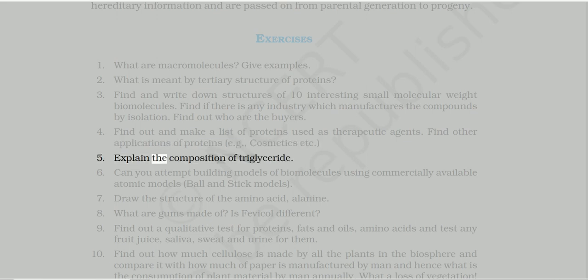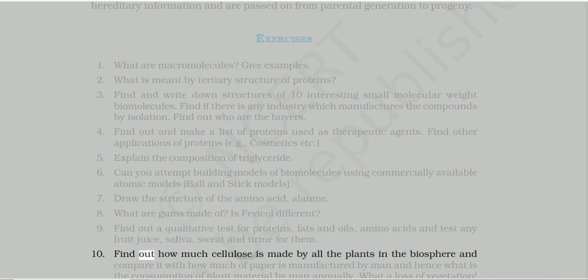5. Explain the composition of triglyceride. 6. Can you attempt building models of biomolecules using commercially available atomic models, ball and stick models? 7. Draw the structure of the amino acid, alanine. 8. What are gums made of? Is Fevicol different? 9. Find out a qualitative test for proteins, fats and oils, amino acids and test any fruit juice, saliva, sweat and urine for them.